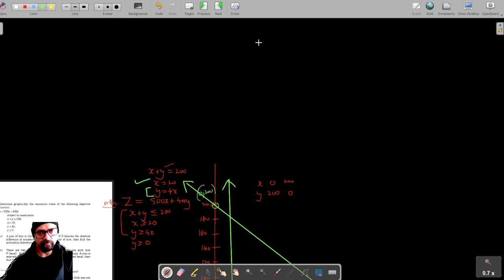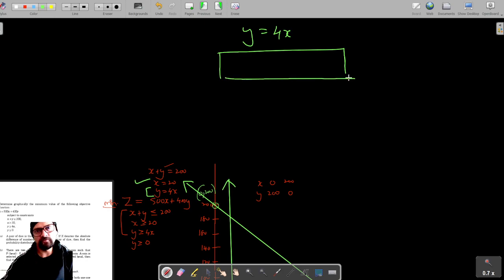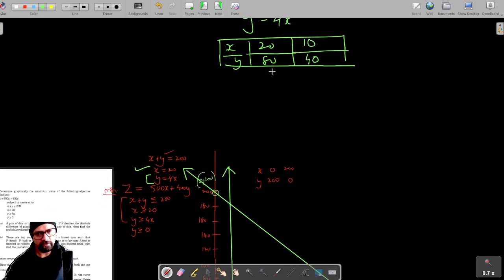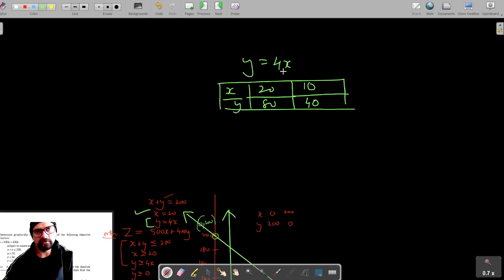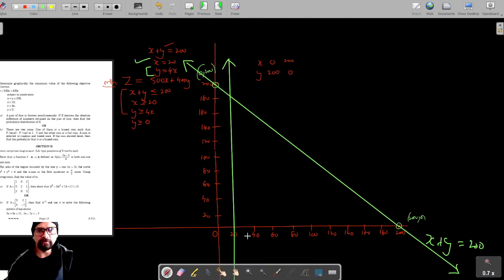Third one is y is equal to 4x. Let's try to get two coordinates for y is equal to 4x. So when x is 20, y is 80. So I have the point 20, 80. Okay, this is the point 20, 80.